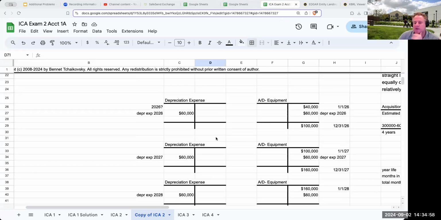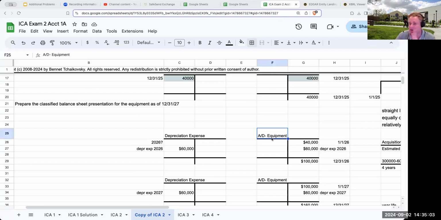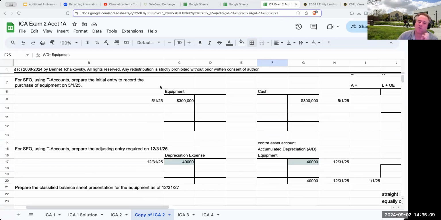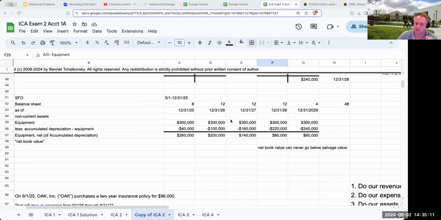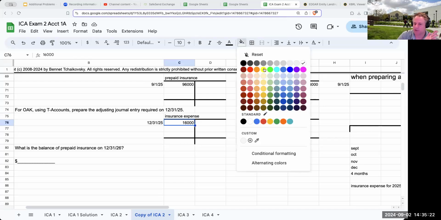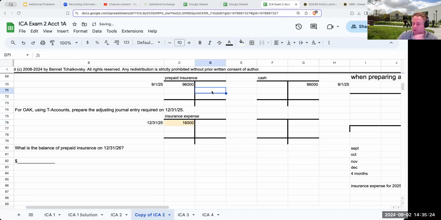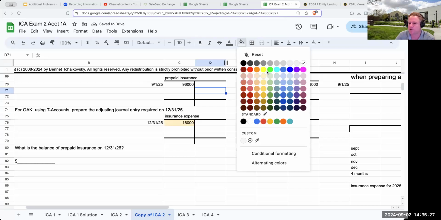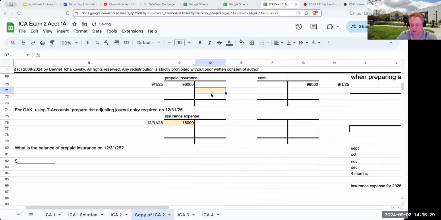Now, many of you might be saying, well, Bennett, we just watched this video where you were going through and telling us we had to use this crazy contra asset account called accumulated depreciation. And that's absolutely correct because equipment has physical substance. Insurance is just really giving us coverage for a period of time. So for every debit, I need a credit. So I'm going to basically debit insurance expense and I'm going to directly credit the prepaid insurance. And I'm going to show you why momentarily.